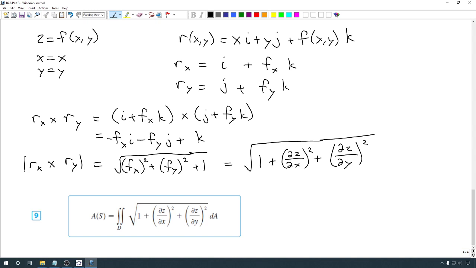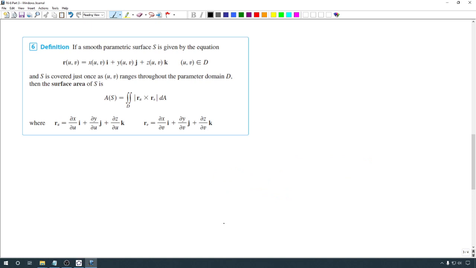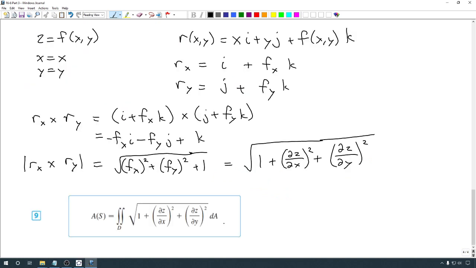In fact, this is exactly the formula that we got back in section 15.5. We actually took functions of two variables and we were able to find the area of the surface above a region in the plane. In fact, all the stuff that we did with our parallelograms, we did very similar things back then as well to show that formula. But here, we're basically showing that our formula is consistent with what we already derived, which is always a good thing to know.